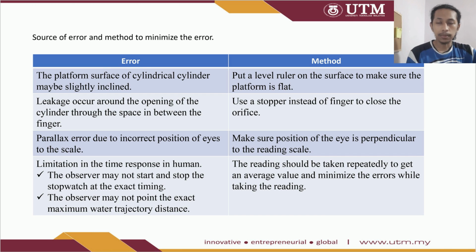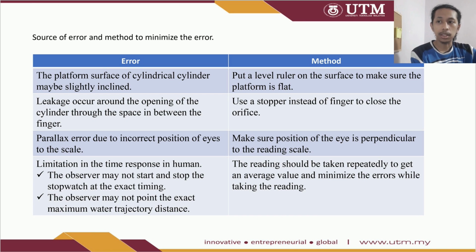For the second error, leakage may occur around the opening of the cylinder through the space between the fingers. The way to minimize it is to use a stopper instead of a finger to close the orifice. The next error is parallax error due to incorrect position of the eye. To minimize such error, we make sure that our eye is perpendicular to the reading scale.